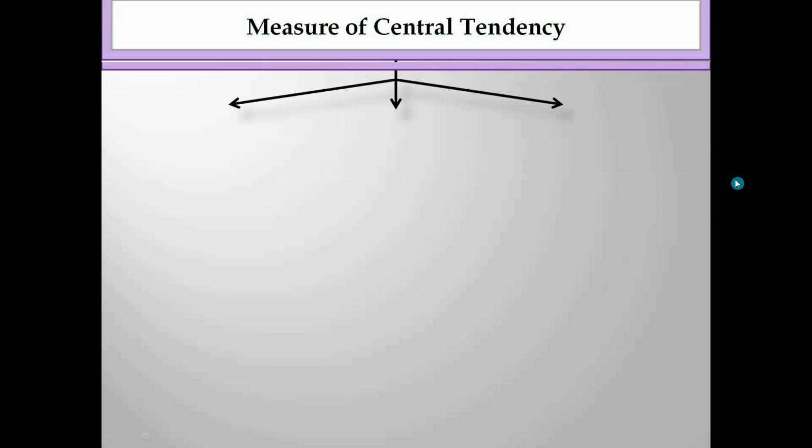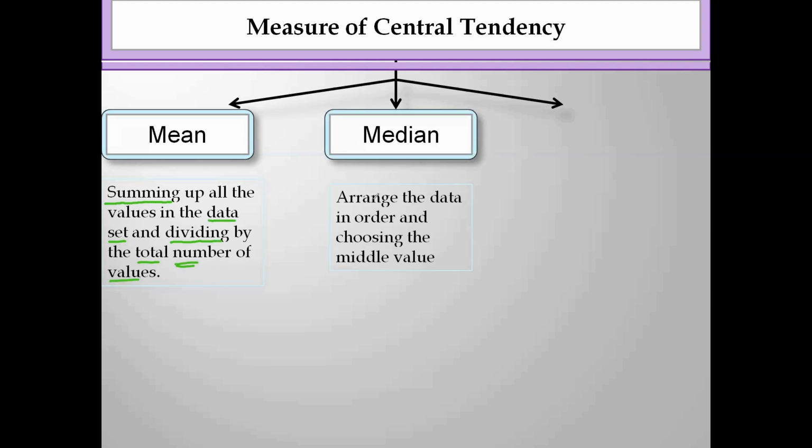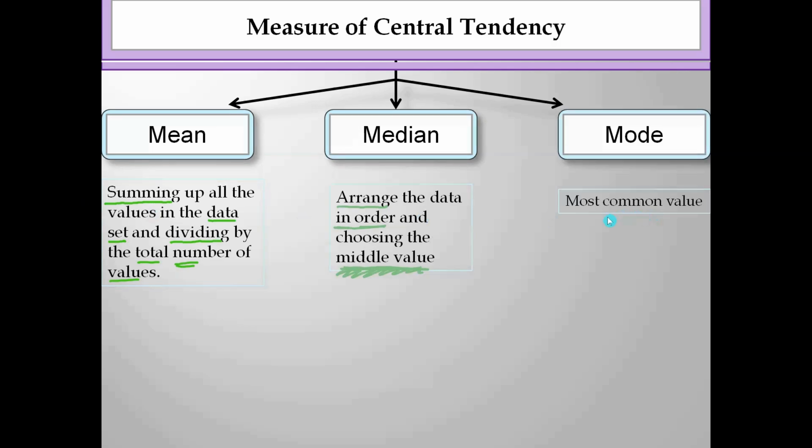Time to go over the measures of central tendency. We're going to have some quick definitions of mean, median, and mode. We're going to first start off with mean. For mean, we're looking to sum up all the values in a data set and divide by the total number of values. Now let's look at median. In order to figure out what the median is, we're going to arrange the data in order and choose the middle value. And the last central tendency is the mode. It's just the most common value. And those are our measures of central tendency.